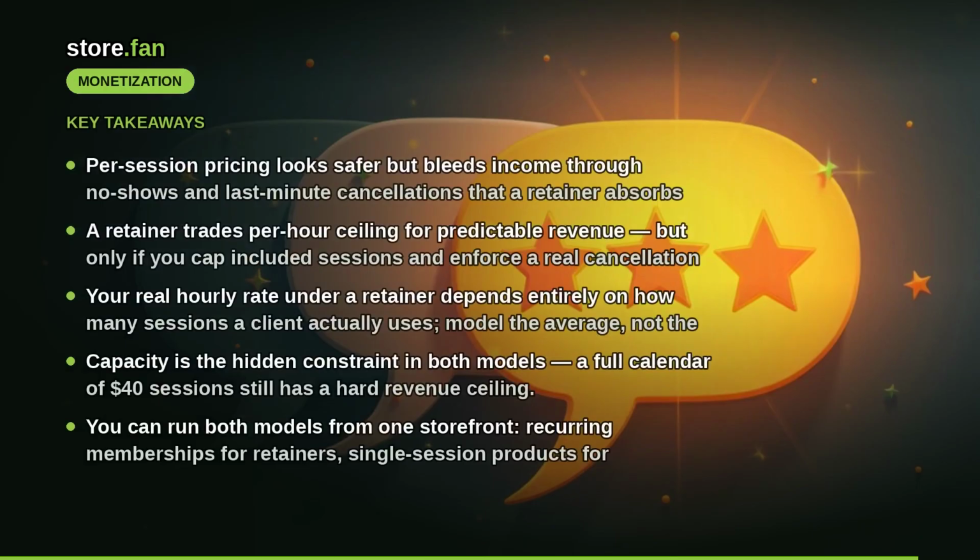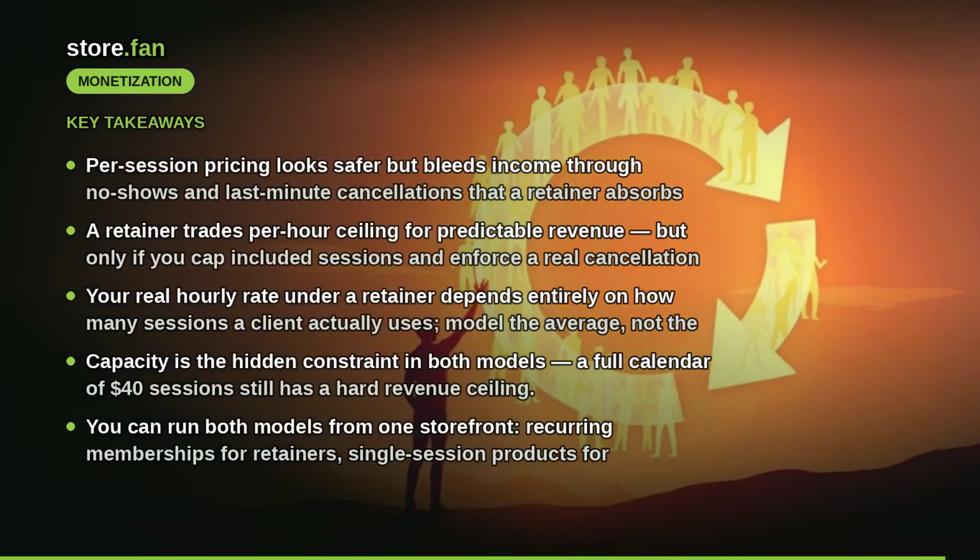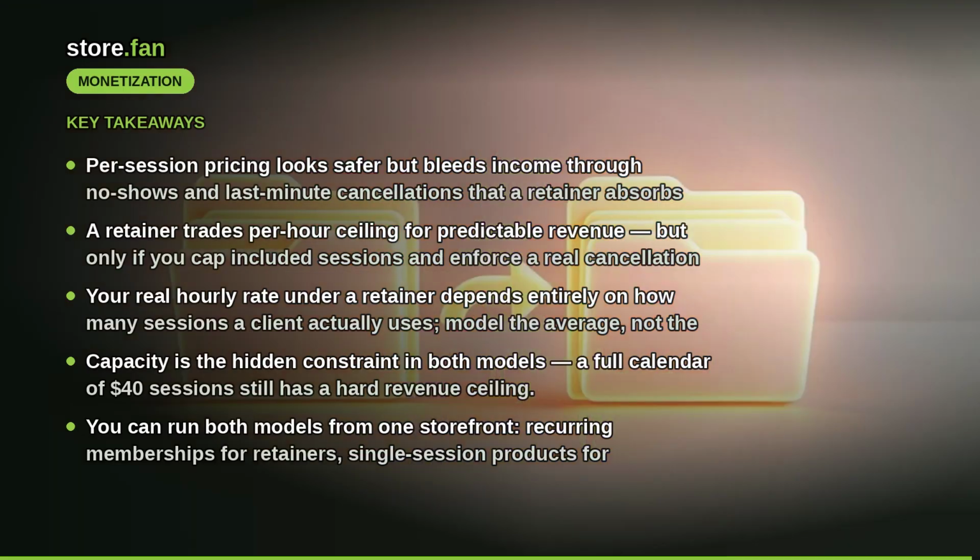Key takeaways. Per session pricing looks safer, but bleeds income through no-shows and last-minute cancellations that a retainer absorbs automatically. A retainer trades per hour ceiling for predictable revenue, but only if you cap included sessions and enforce a real cancellation window. Your real hourly rate under a retainer depends entirely on how many sessions a client actually uses. Model the average, not the maximum. Capacity is the hidden constraint in both models. A full calendar of $40 sessions still has a hard revenue ceiling.